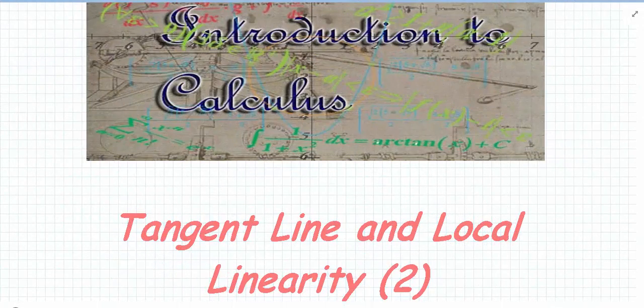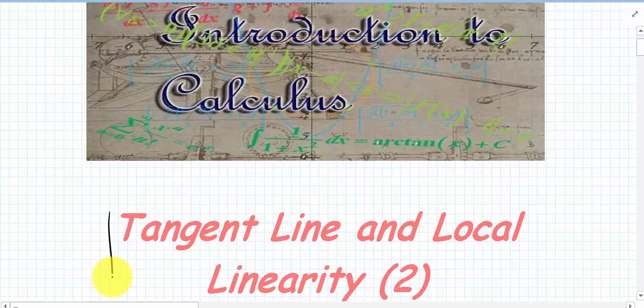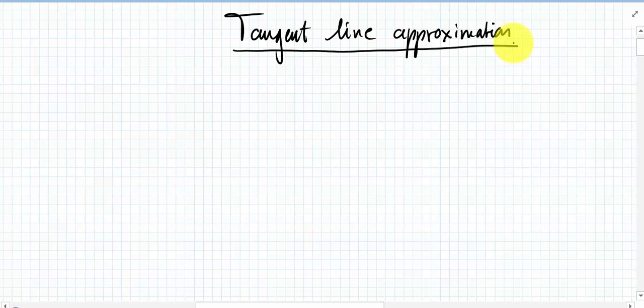In this lecture, we're going to be looking at a very important application of the tangent line called the tangent line approximation. Please make sure you print and follow this lecture with my notes on tangent line and local linearity number 2. Let's begin. So, what is the tangent line approximation?